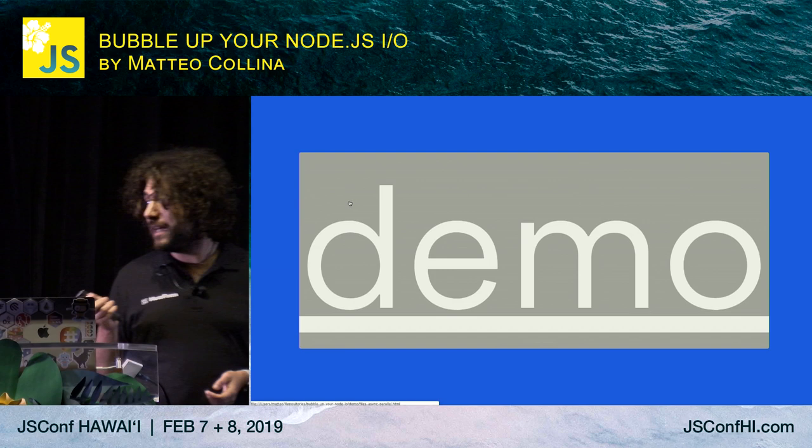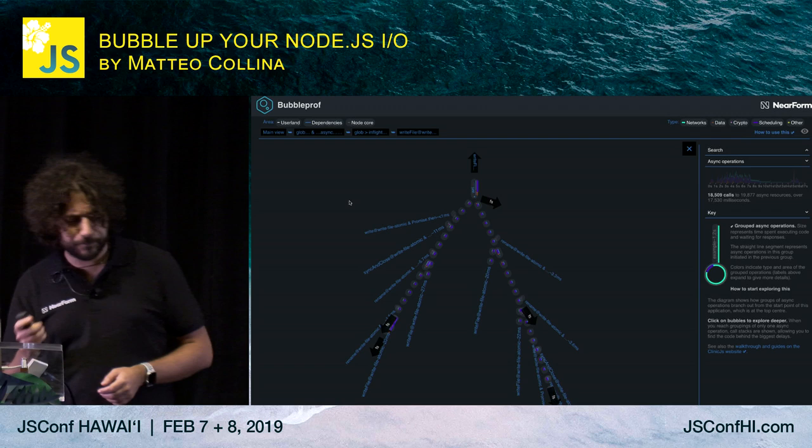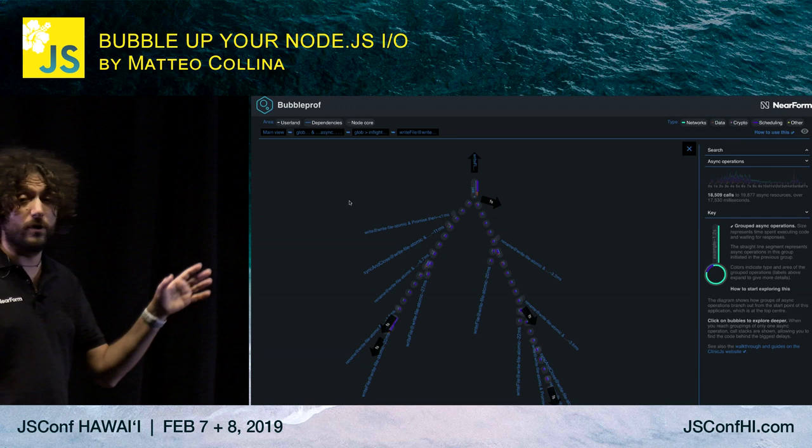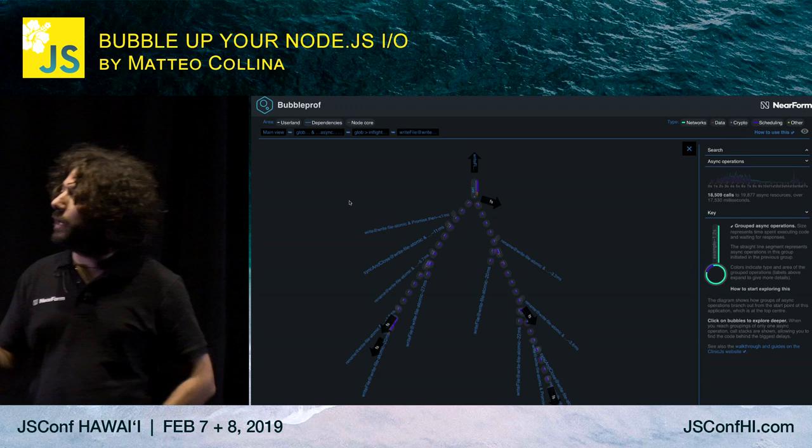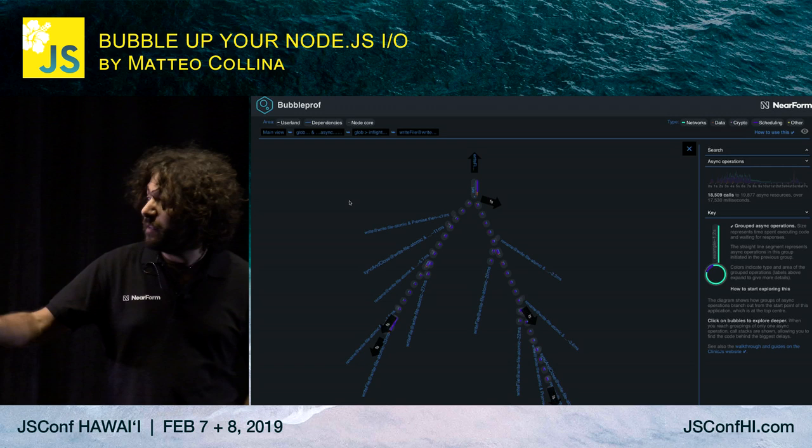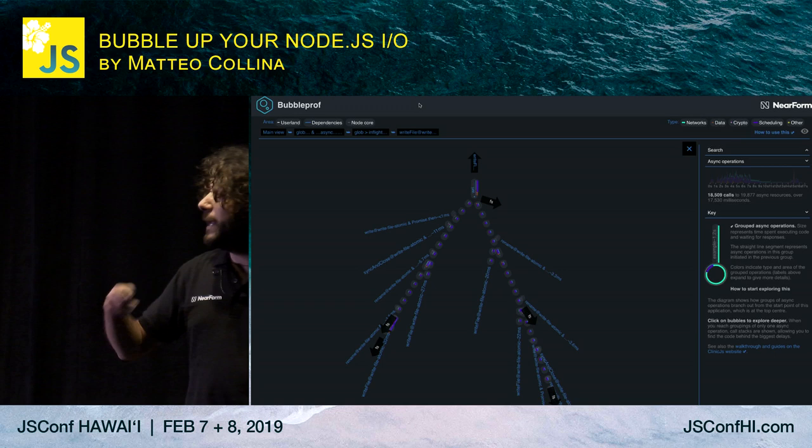In fact, we've done some analysis on some open source modules. This is from a library called IPFS, a distributed web platform, and we have done some optimizations in there. There were things that could be improved, and you can see there is a lot of activity in here, a lot of things that are chained together. And you can read all of this in this issue if you're interested.